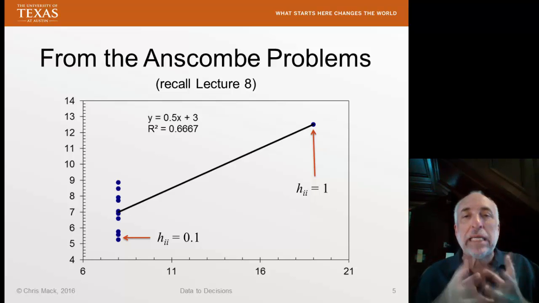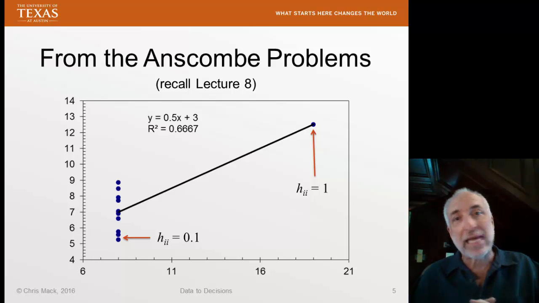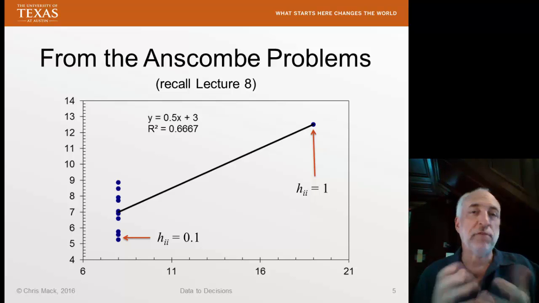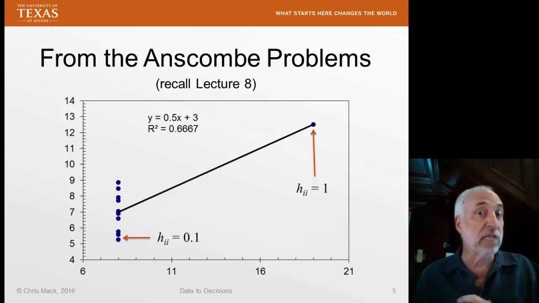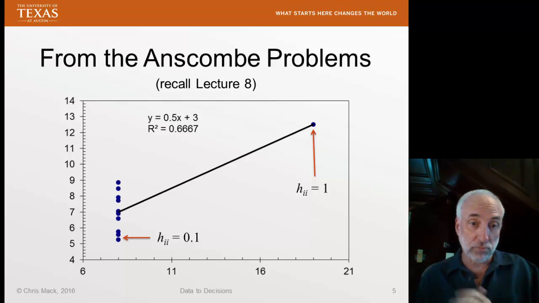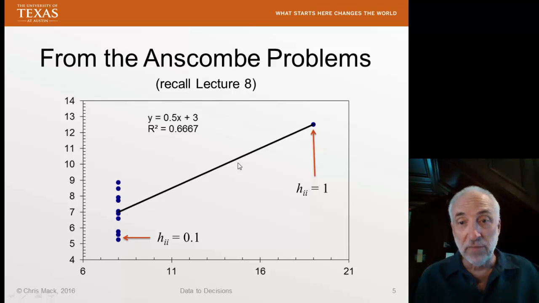Let me try to explain the meaning of leverage through one of the examples that we saw in Lecture 8. Remember, Francis Anscombe had this fabulous paper where he talked about things that can go wrong with regression, and high leverage was one of them. So here's a set of 11 data points. 10 of them have the exact same x value and a spread in y. But one of them has a very different x value.